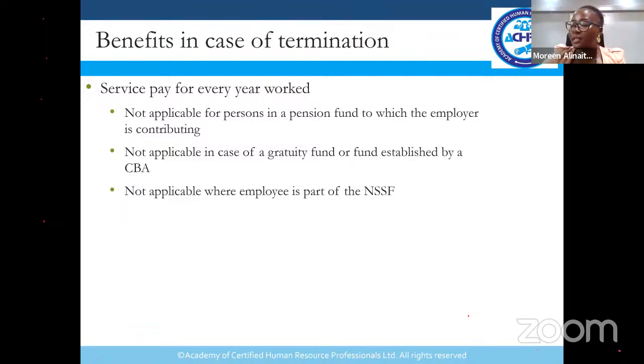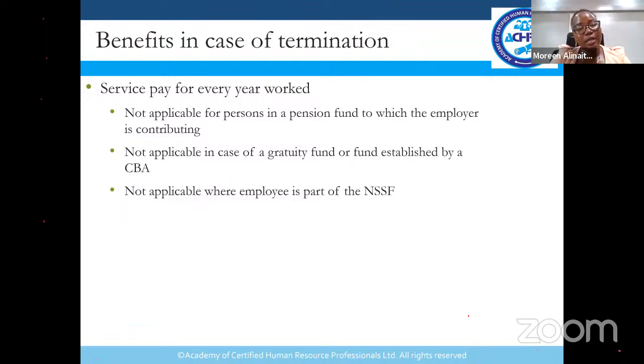Service pay is calculated as half a month's salary for every year. You get an equivalent of half of the salary per month. So if you've worked for 15 years, they will go to each year and ask how much you were earning that year. Because it cannot say you were earning 50,000 for 10 years. Of course, there was an increase. So they will calculate per year how much you were earning, and then they'll do half of that for each year.